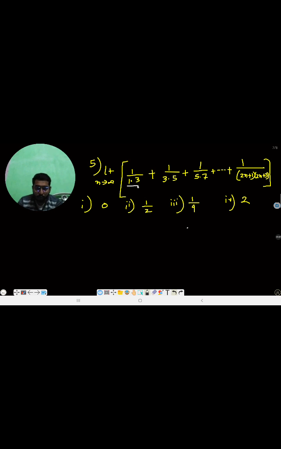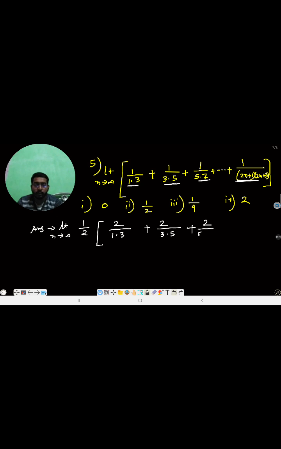Now we can see, what is the gap here? The gap between 1 and 3 is 2, here also the gap is 2, here the gap is 2, so everywhere you can see the gap is 2. So what I will do is, limit n tends to infinity, first I am taking half, now I will multiply 2 with all the numbers here, so that will be 2 by 3 into 5, again 2 by 5 into 7, and so on. It will be 2 by 2n plus 1 into 2n plus 3, like this.